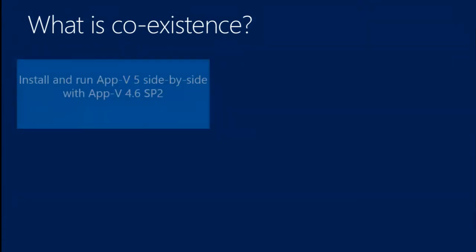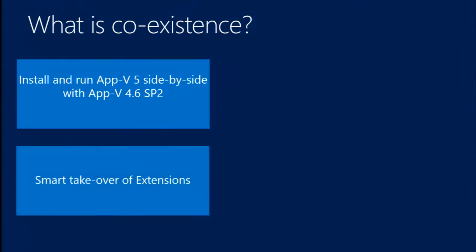So let's talk about coexistence. What is coexistence? I think it's basically how you're going to manage the risk on that migration. It's going to be a gradual process: over time you'll start with a few 5.0 packages, and then you'll gradually get more and more packages moved over to 5. At some point, you won't have any more 4.6 packages, then you can retire the 4.6 client.